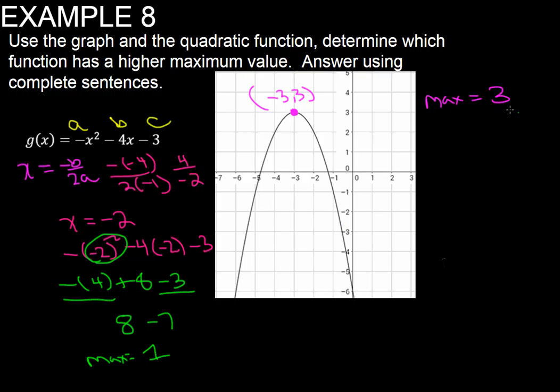Okay, so let's compare. So the max is 1 here, and the max is 3 here. So clearly the graph has a higher function. So let's take a look at how we put that in a sentence. Okay, so we will say, so the max of 3, we're going to call this function f of x. So this is g of x, so f of x has the higher maximum value.